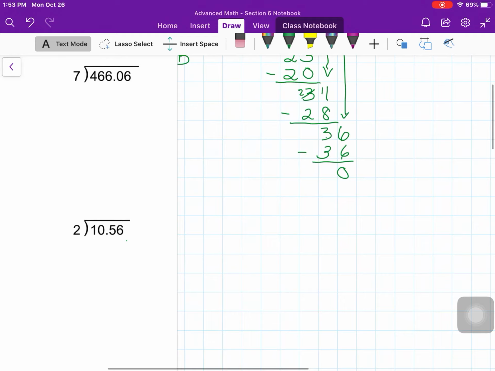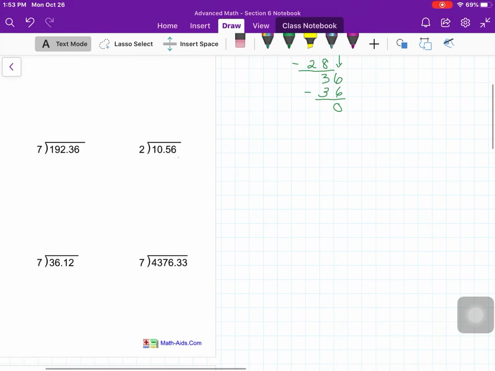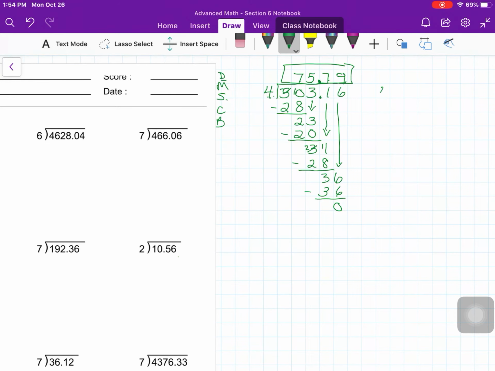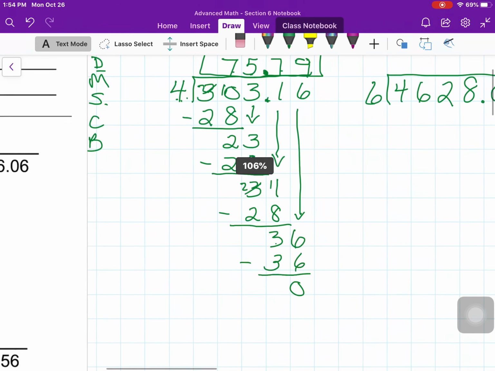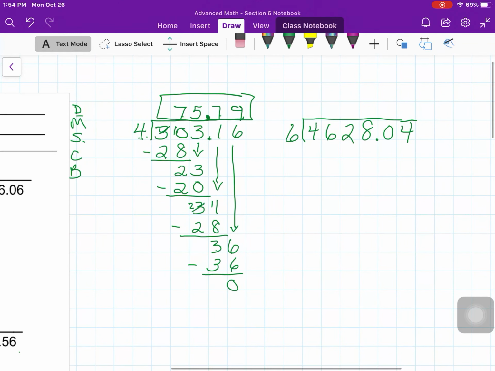Let's try the next one. Rewrite it off to the side. We've got 6 as our divisor. For our dividend, we have 4,628 and 4 hundredths. Again, very important that we keep one number in each box so we can keep those decimals lined up like we need to. That decimal goes straight up into our quotient right away so we don't forget. And then we just get started with our division.